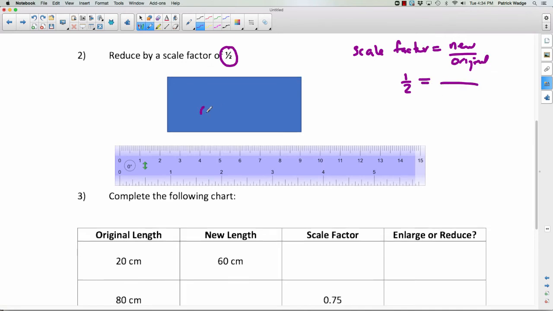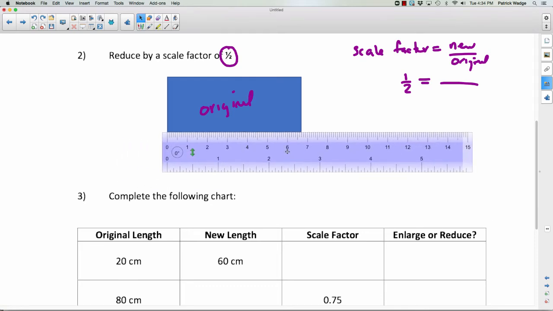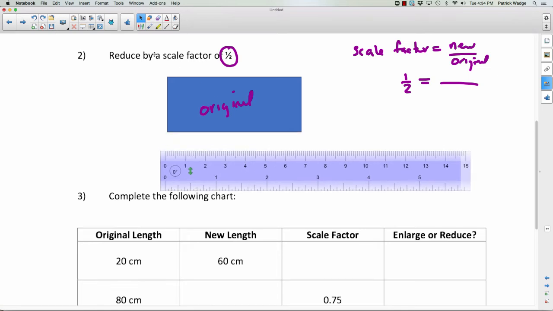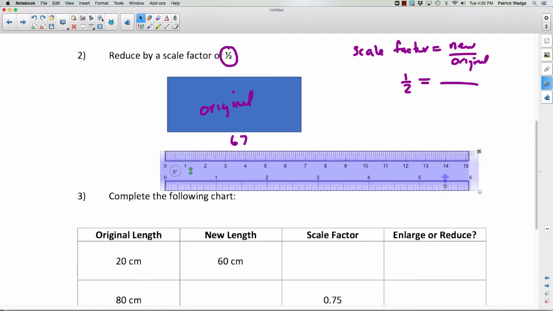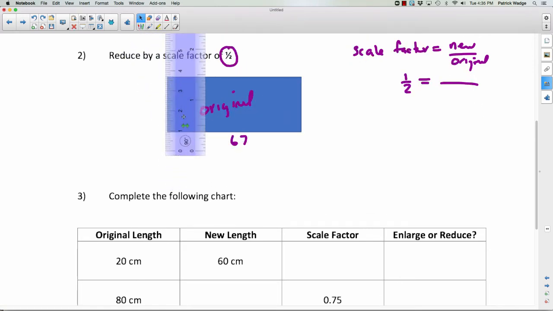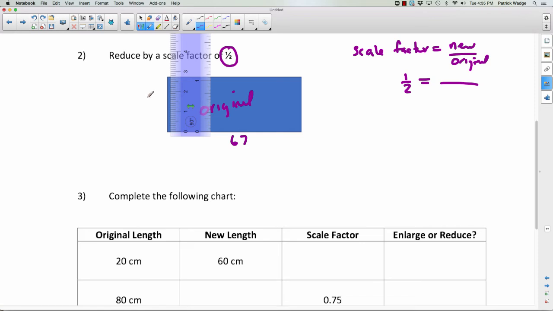All right, this is our original, right? Original. So let's get some measurements for this. If I measure from here to here, it looks to be about 67, which is a bit of an unfortunate number, but I'll put that in there. And if I measure from here to the top, it looks like it is 27. So I'll write 27 here. All right, let's do one dimension at a time. Let's do the width first.